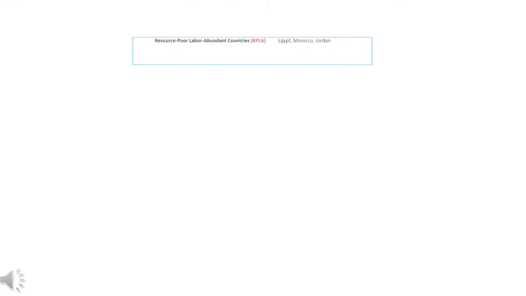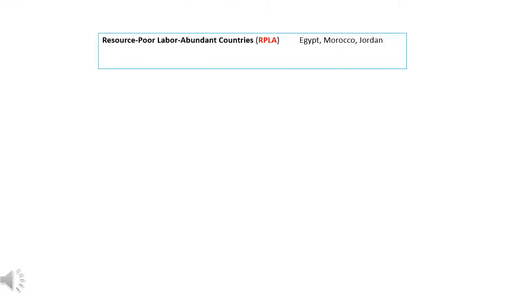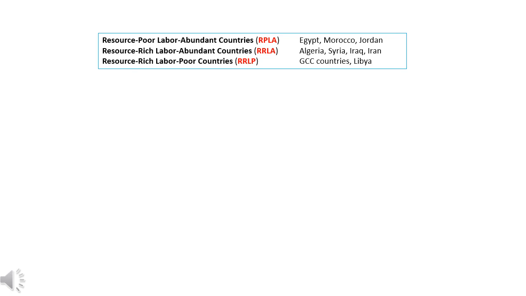Resource-poor labor-abundant countries, RPLA: Egypt, Morocco, Jordan. Resource-rich labor-abundant countries, RRLA: Algeria, Syria, Iraq, Iran. Resource-rich labor-poor countries, RRLP: GCC countries, Libya. The recent economic weaknesses of the MENA region.